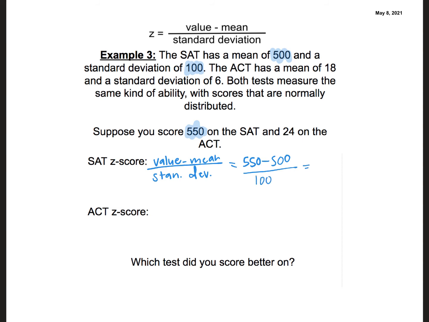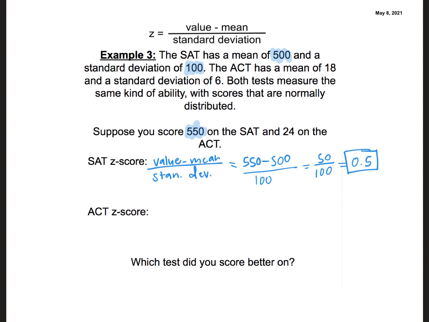So we're doing 550 minus 500, which is 50, divided by 100, which gives me 0.5 as my z-score. That means I'm half of a standard deviation above the mean, which really isn't that much above the mean. So I scored just a little bit above average on the SAT.